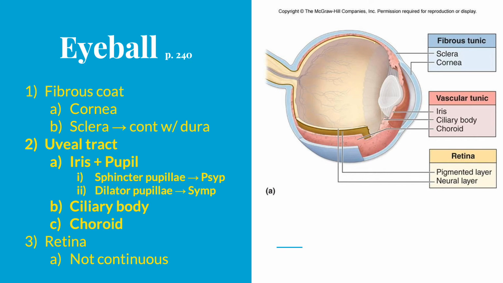Then you've got your uveal tract. So that's going to consist of your iris and your pupil. So the colored part of your eye and the hole in that colored part of your eye, because remember the pupil is essentially just a hole in that tract. And then you've got your ciliary body and your choroid. So this could be a test question for sure. You want to know your iris and your pupil, your ciliary body, and your choroid are all associated with that uveal tract. You also want to know that the uveal tract is the vascular part of the eyeball. So on that diagram on the right, you see you've got your iris, your ciliary body, and your choroid. Those are all part of the vascular tunic.